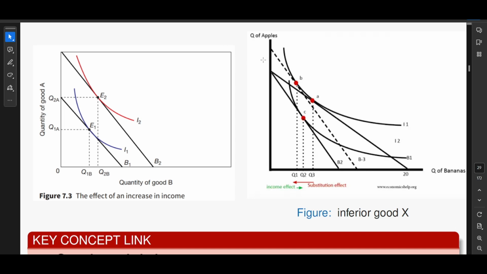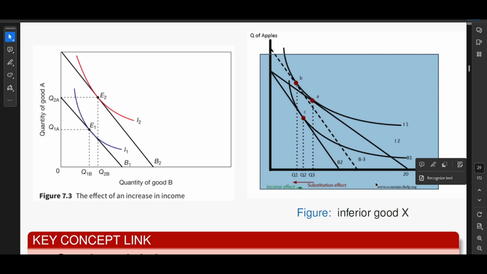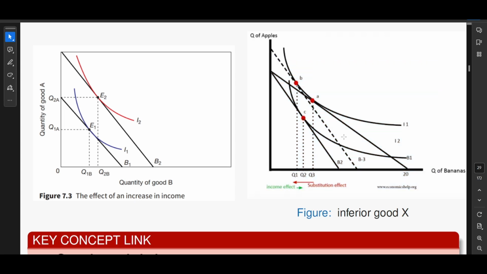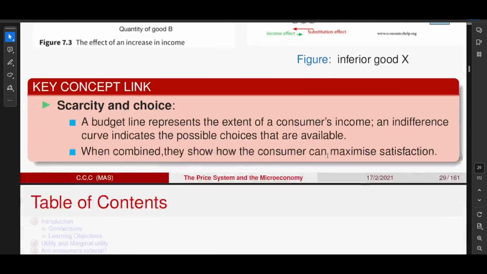We are now putting a visualization to it. This is how a good is determined to be inferior or normal. It is based on your budget and the satisfaction that you get from that product. So this person gets more satisfaction from consuming apple than consuming banana. So once the price of apple goes down, or in this case the price of apple went up, this person will choose to give up banana and consume more apple.